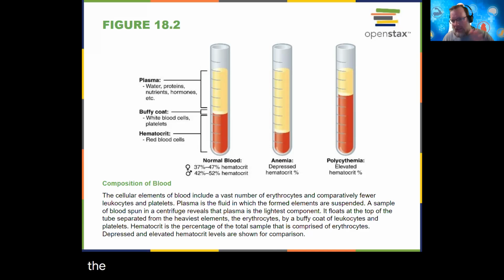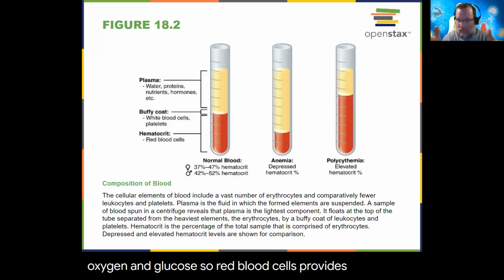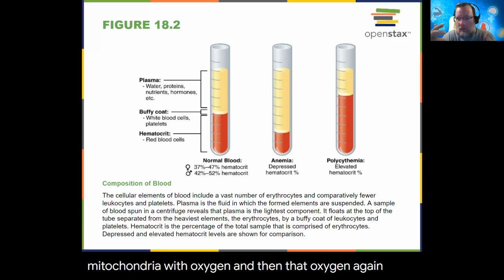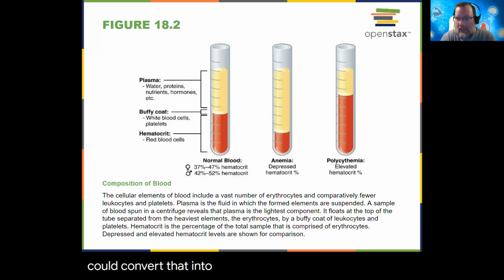And what's the recipe for ATP? Ideally, we're going to get oxygen and glucose. So red blood cells provide our mitochondria with oxygen. And then that oxygen, we can convert that into ATP or energy, along with glucose.